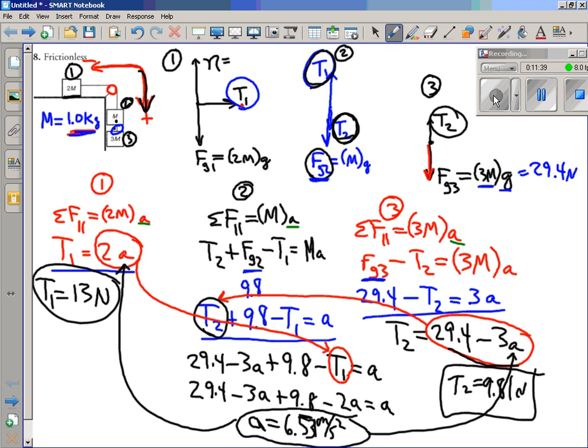The acceleration of the system is 6.53 meters per second squared in the positive direction. So it's going in the positive direction like this and increasing in speed. And then the tension T1 is 13 newtons. So this mass is being pulled 13 newtons that direction. This mass is being pulled by 13 newtons that direction. And tension 2, which is in here, pulling each direction, is 9.81 newtons.